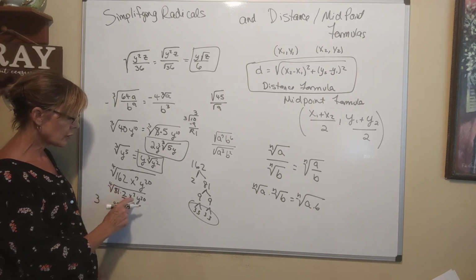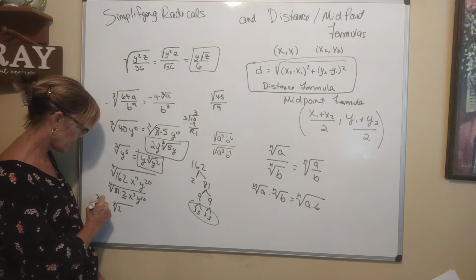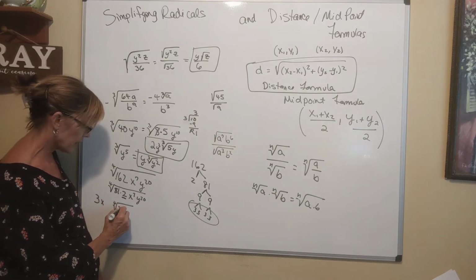How many times can 4 go into 7? 4 goes into 7 one time. 1 x is coming out. What was the remainder? 3. 3 x's have to stay in there.